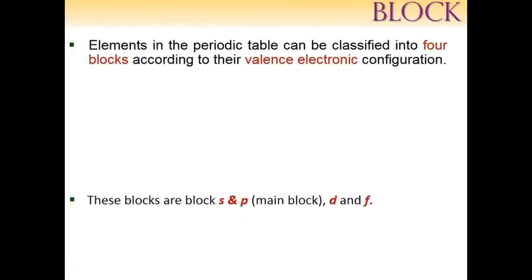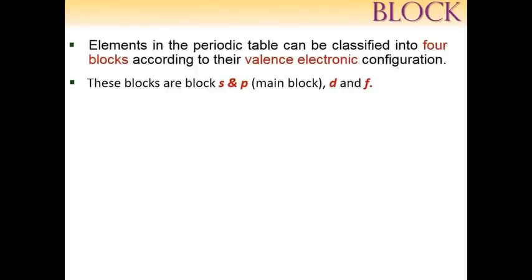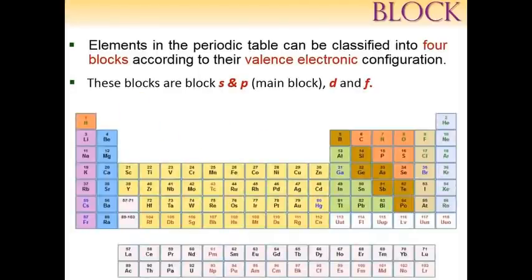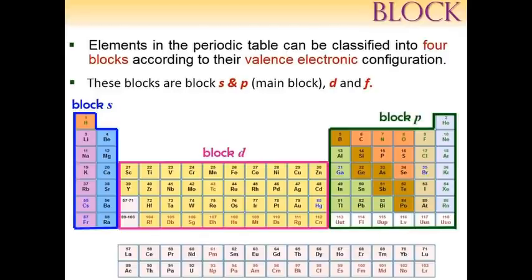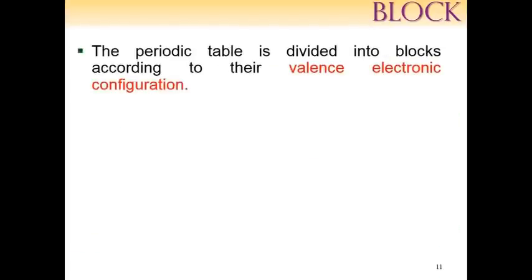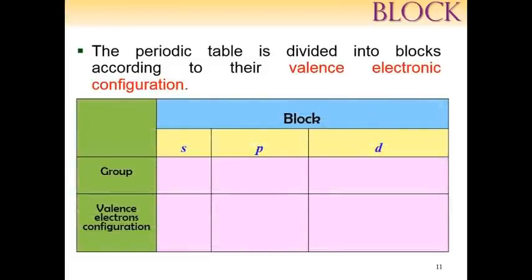Elements in the periodic table can be classified into 4 blocks according to the valence electronic configuration. These blocks are block s and p, the main block, and block d and f. We have block s, block d, block p, and the last one, block f. Your periodic table is divided into blocks according to the valence electronic configuration.